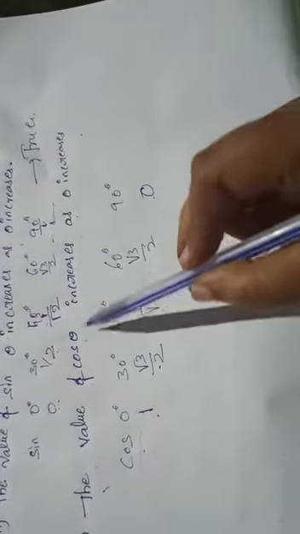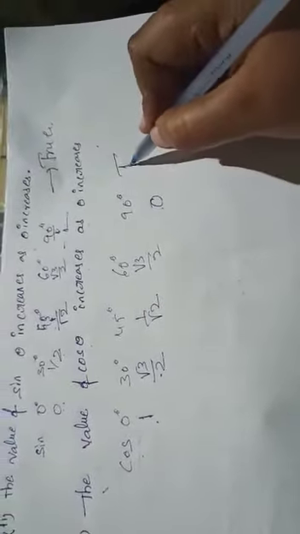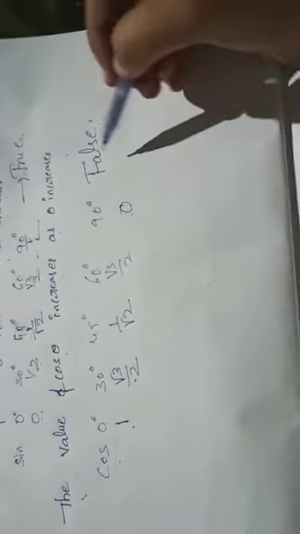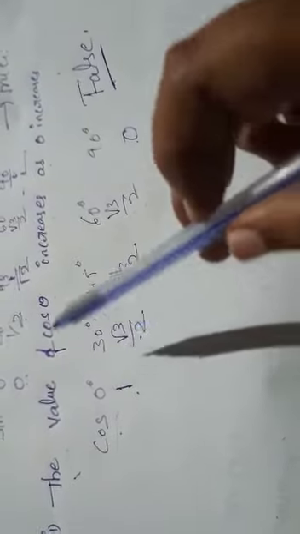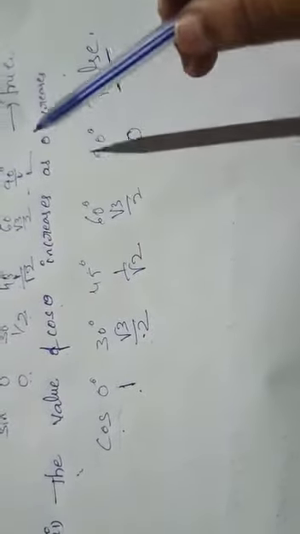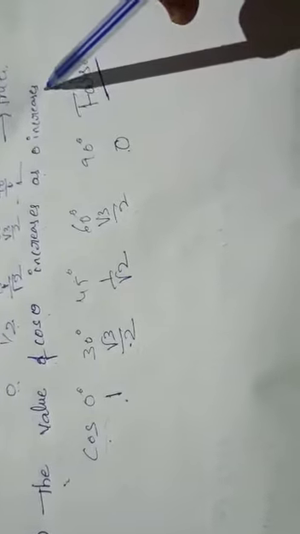Okay. So cos theta decreases. Is it false? It is a false statement. Okay. The statement that the value of cos theta increases as theta increases is wrong. Okay. This is a false statement.